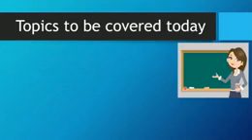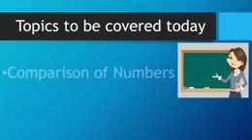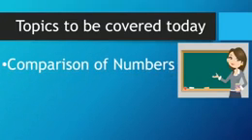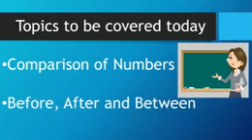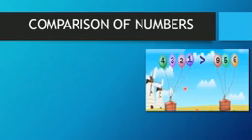Now, let's see the topics to be covered today. Today, we will be doing the comparison of numbers. Like we will be comparing the 2 numbers, which one is smaller and which one is greater. Then we will do before, after and between. This topic also you have done in class 2, which number comes before, which number comes after, and which number comes between the 2 numbers. So it will be more or less the same. Then let's see the comparison of numbers.